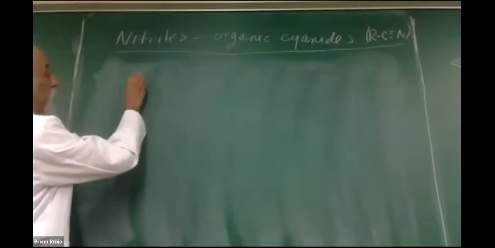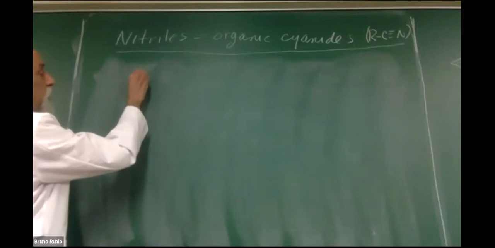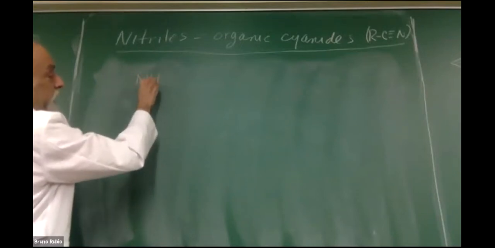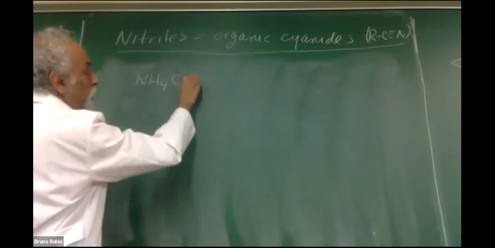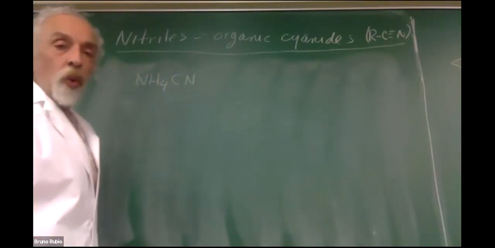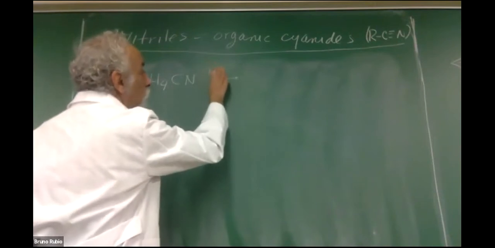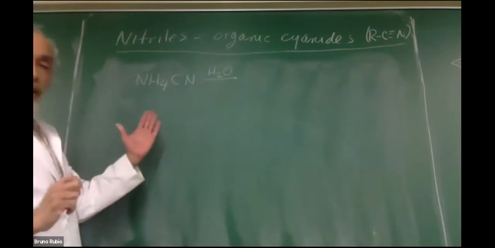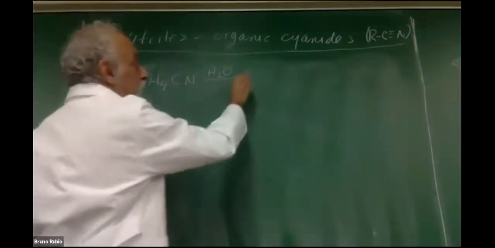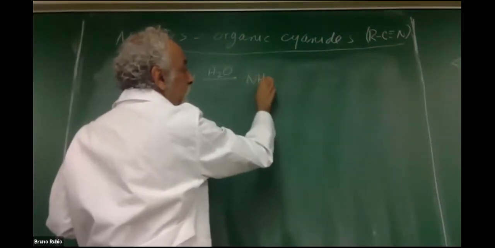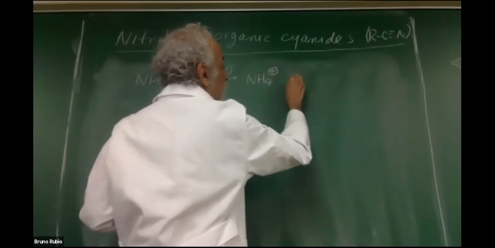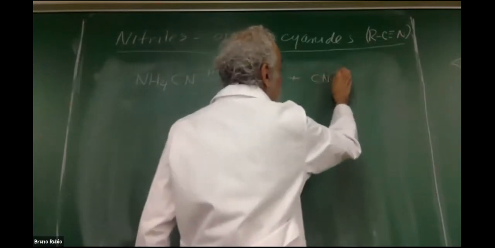All right, so the star of the first step is this material called ammonium cyanide. And when ammonium cyanide dissolves in water, the ammonium cyanide breaks up into ammonium ion and into cyanide ion, right?